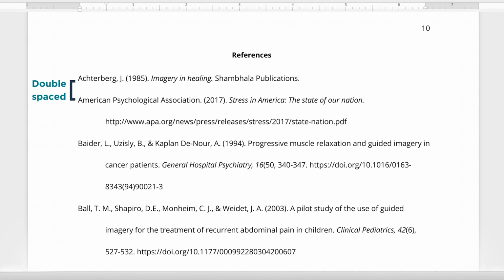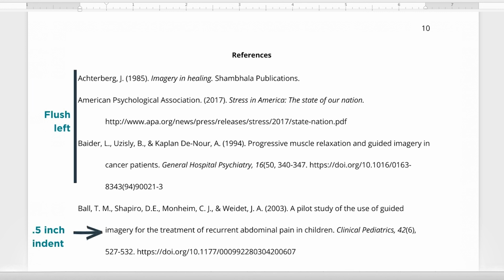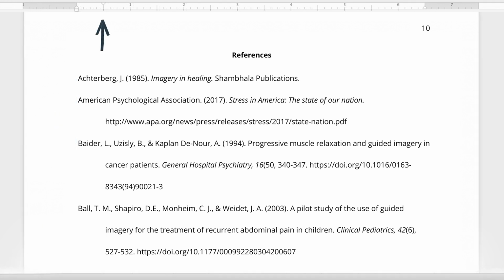References are not separated by extra spaces between each reference or by numbering. Rather, they are separated by indentation. The first line of each reference is flush left, and each other line in each reference is indented ½ inch. Use the ruler function in your word processor to ensure this even indentation.